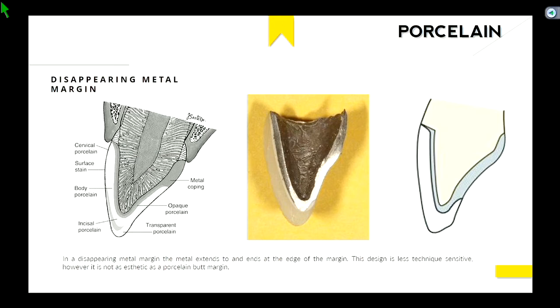And then you'll bulk up the porcelain from there. Okay? So a disappearing metal margin extends to and ends at the edge of the margin. So this design is less technique sensitive. However, you would argue that it may not look as good because your metal may be a little bit more opaque there or a little bit more dark. Okay? So, but maybe for a posterior tooth, maybe you're okay using this disappearing metal margin.